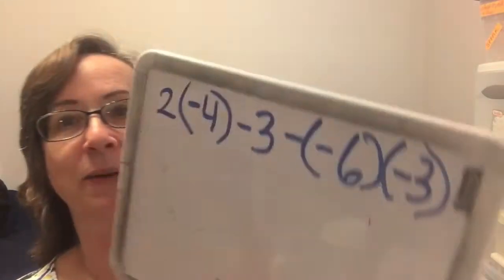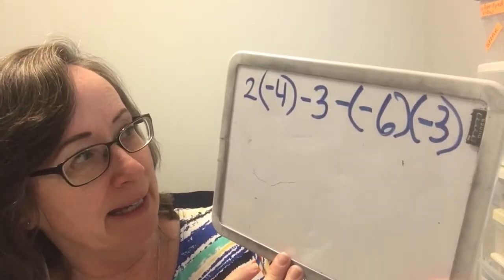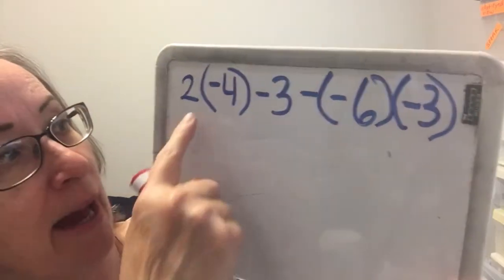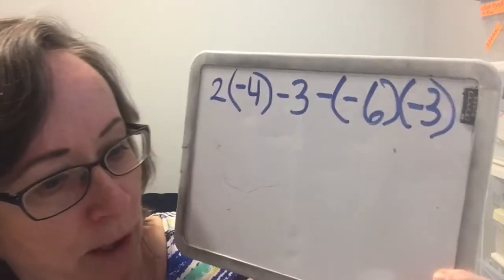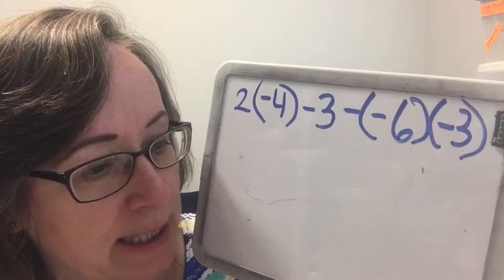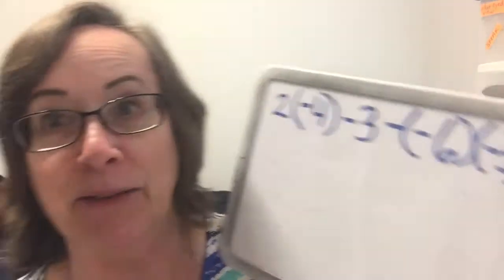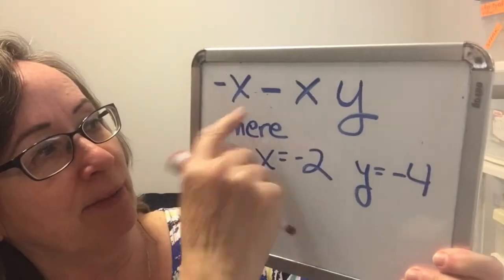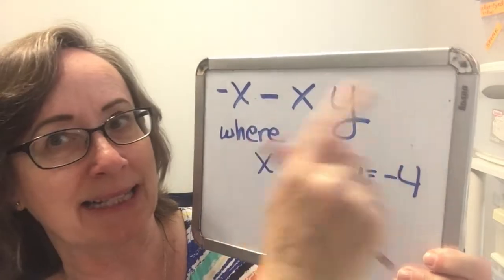So now let's come over here and do another one. So here we have another example, an expression, and we have a multiplication. Oops, that is the same one that we just did, wasn't it? That's the exact one. We get to skip that one. We'll do this one. Okay, so here we have negative x minus x times y.